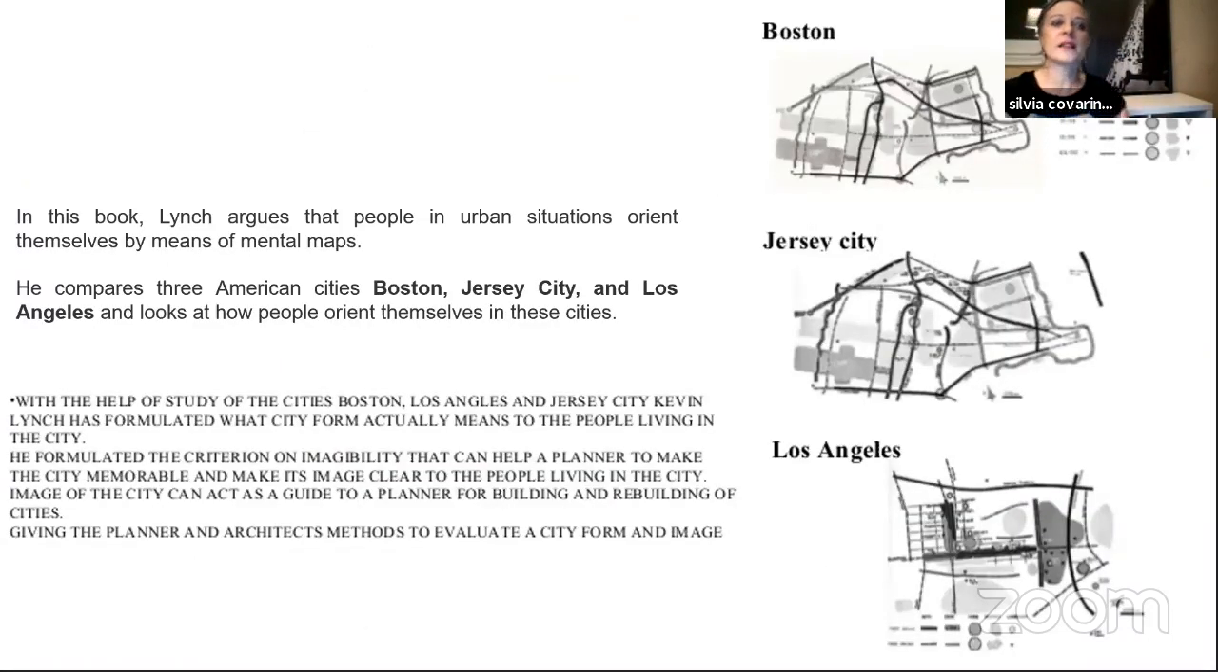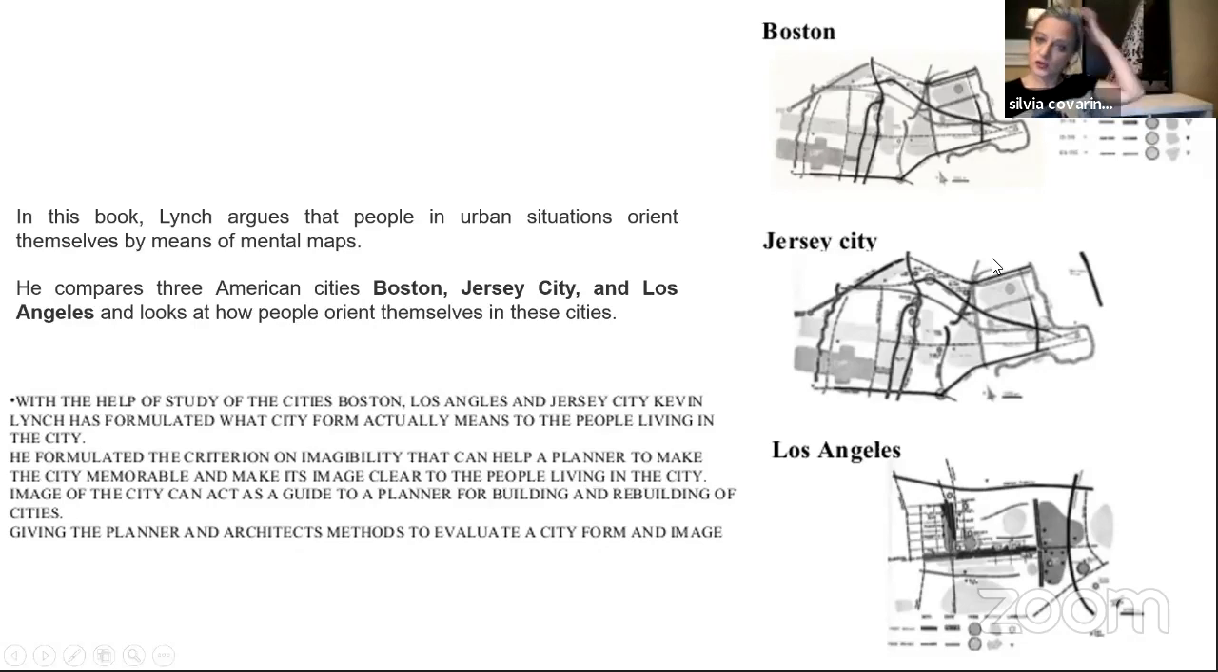In the book, Lynch argues that people in urban situations orient themselves by means of mental maps. Now, again, we are coming back, and this was the experience of them. It was comparing three cities: Boston, Jersey City, and Los Angeles. And of course, not just through one urban context can you really come out with the theory. Always there is a practice at two or three different levels.